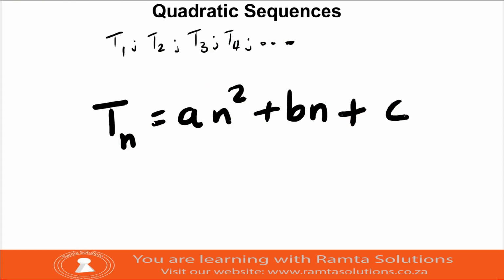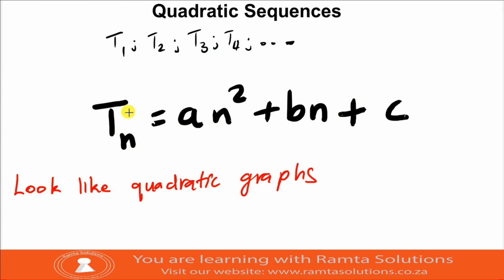Remember, these look like quadratic graphs, so all the knowledge you have of quadratic graphs, you will apply to quadratic sequences. Again, you also need to be careful that these are sequences. Since they are sequences, n is not equal to 0 and it is an integer.